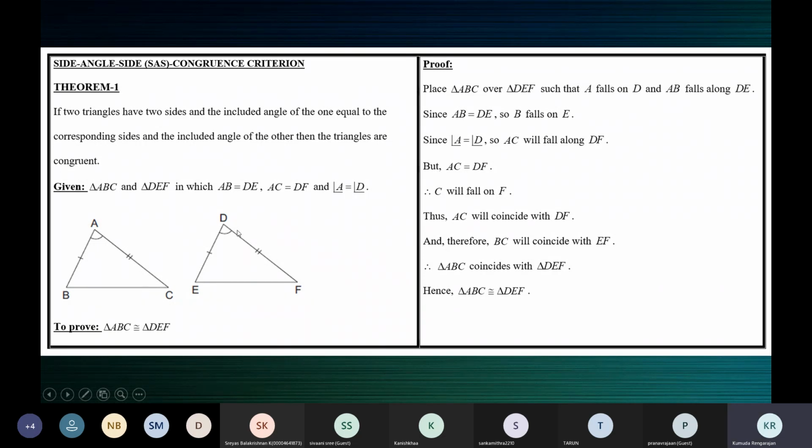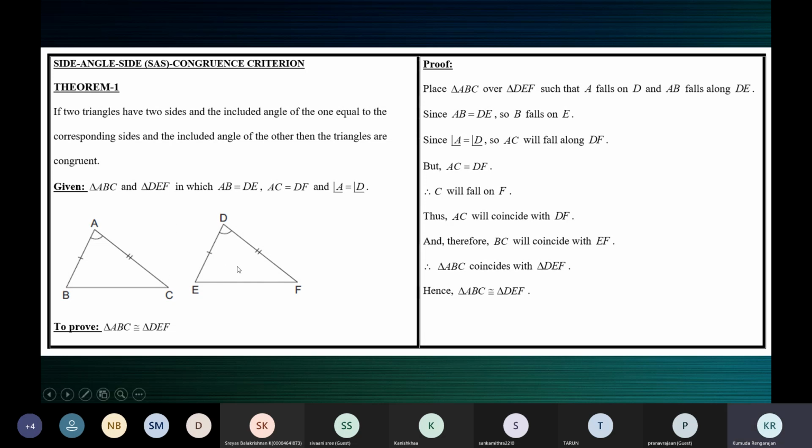That means triangle ABC covers triangle DEF exactly, which means angle B will be equal to angle E, angle C will be equal to angle F. So the remaining pairs of equalities have also been checked. Angle B is equal to angle E, not given. But now, since this one covers this exactly, angle B is equal to angle E and angle C is equal to angle F. BC is equal to EF. The remaining pairs of angles and sides are also equal.